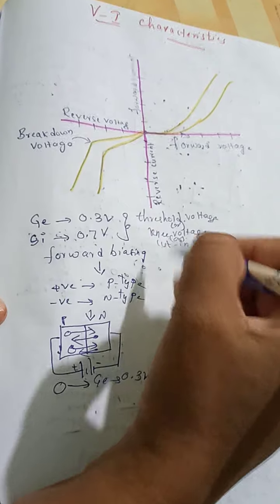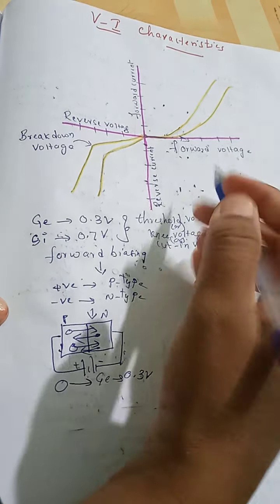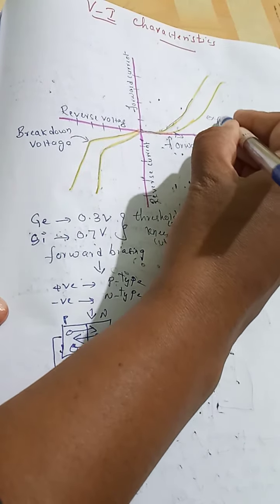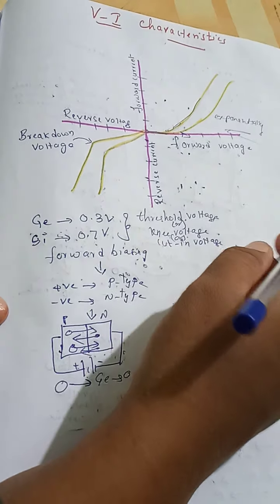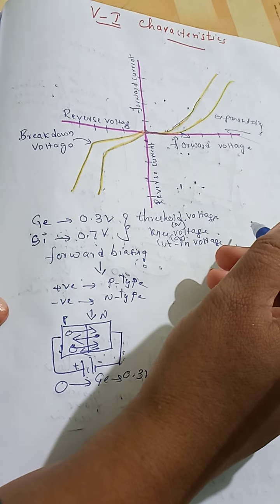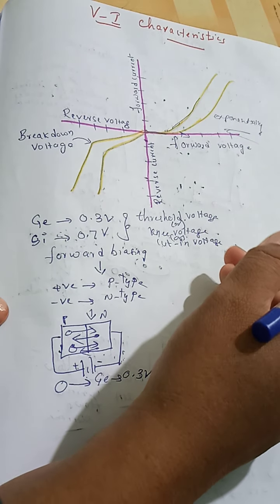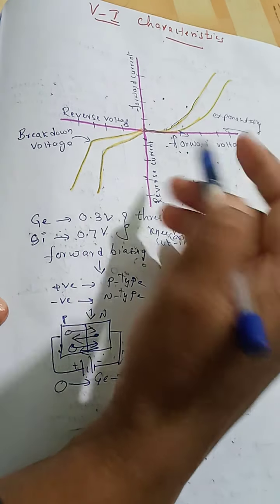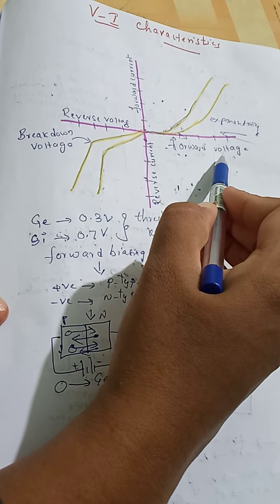Right? Now as you go on increasing this external voltage, then forward current also rises exponentially. But if we increase this forward voltage beyond certain safe value, then due to overheating, the junction is completely destroyed. Alright, this is about the VI characteristics in forward biasing.